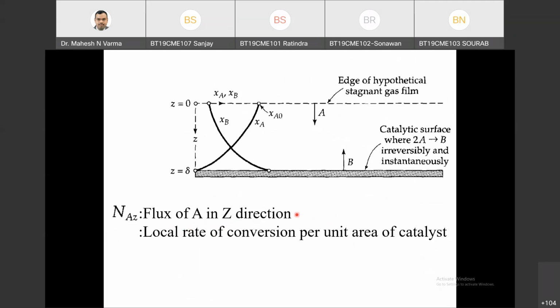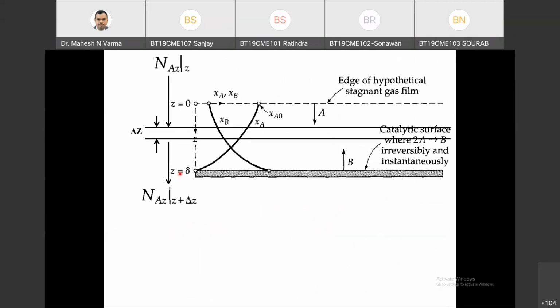So this will be the dimensions of my differential shell: delta Z, X and Y, with surface area X into Y. There will be a flux of A coming into my differential shell and a flux of A going out of it. So how to get the rate? Rate will be flux multiplied by surface area. That is what I told in the first class also.